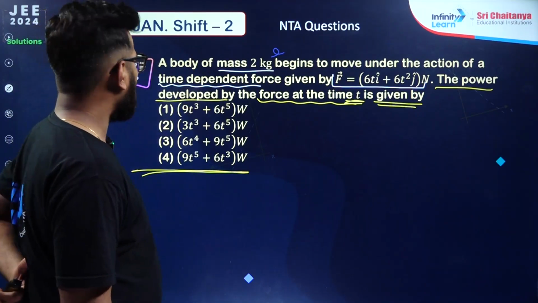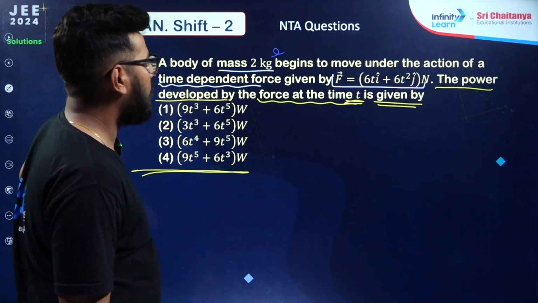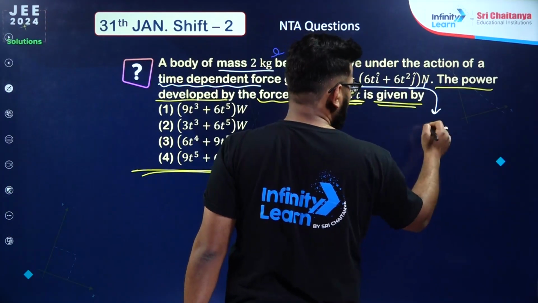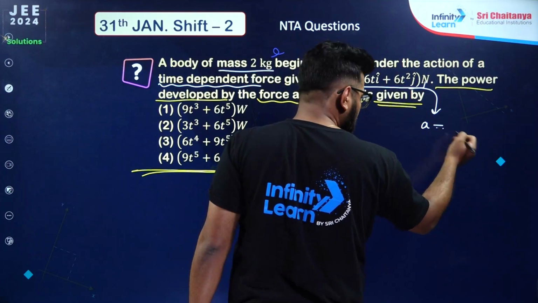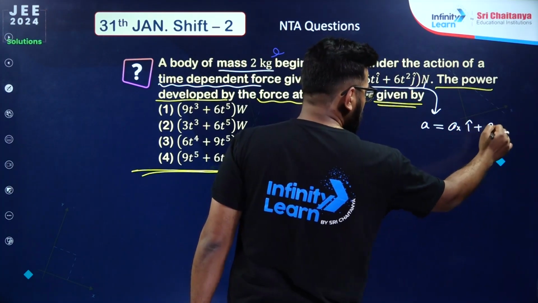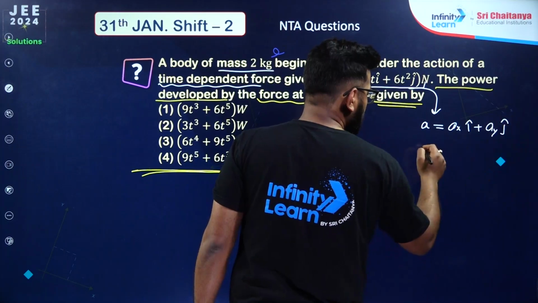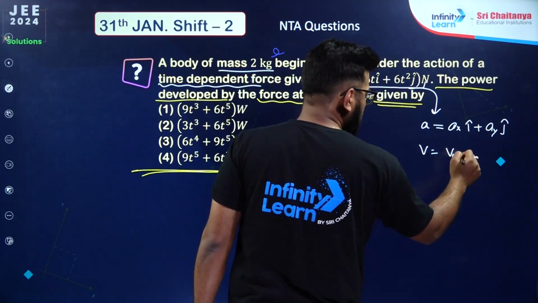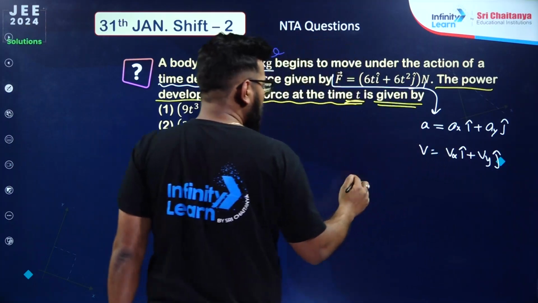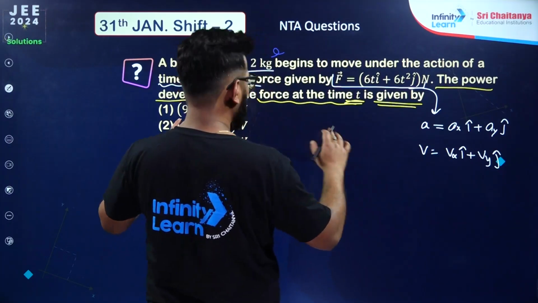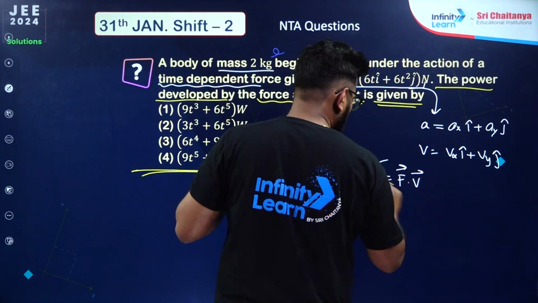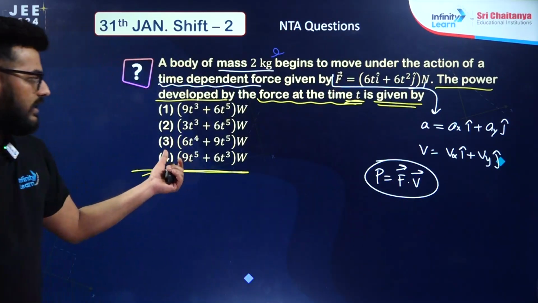Begins to move under the action of a time dependent force given by. Okay, first thing first, with the help of this force, you need to find out the acceleration, right? And then with respect to this acceleration, you need to find out the velocity. And then the power, they are asking about the power developed by the force. So power over here is going to be F dot V. Then you are going to get the correct answer over here.